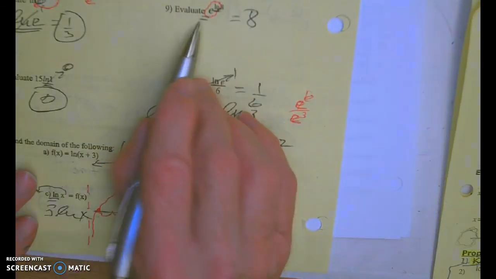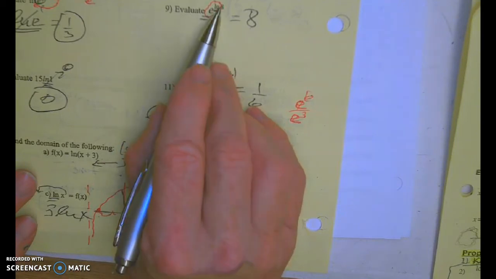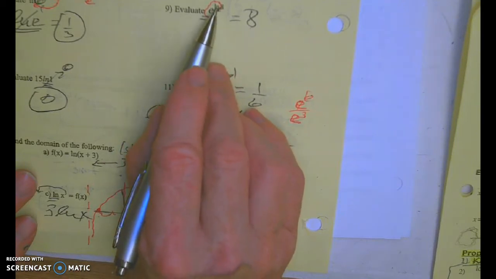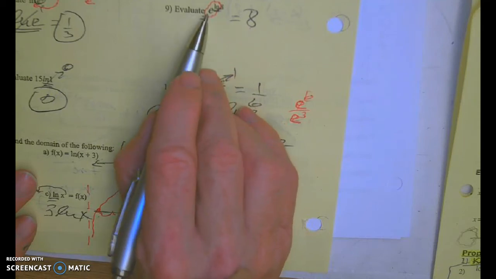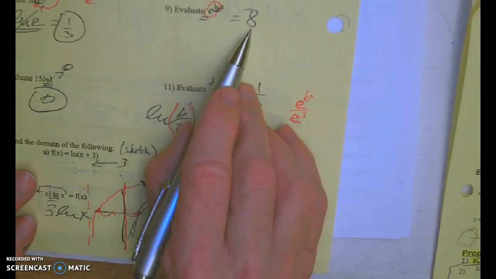Evaluating these two, again, they have inverses. E to a power is the inverse of the natural log of e. Therefore, these two items both disappear. Keep what you started with, you get 8.